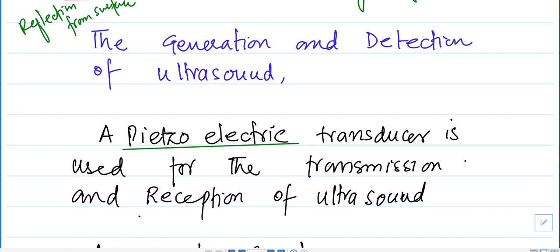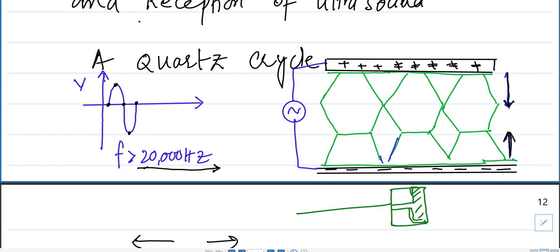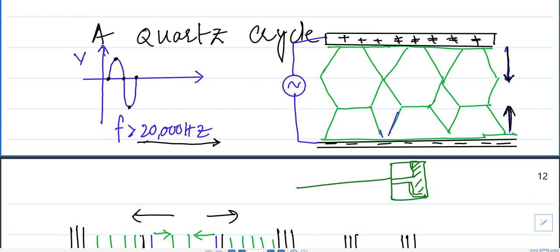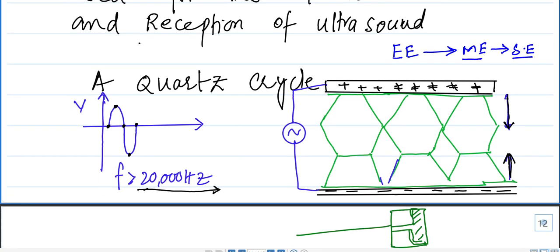The function of that transducer is that it works on the principle of conversion of mechanical energy into electrical and electrical into mechanical. So first of all, when the ultrasound is produced, it converts electrical energy to mechanical energy, and then mechanical energy is converted into sound energy. Although sound energy is produced due to mechanical vibration, that is what happens.